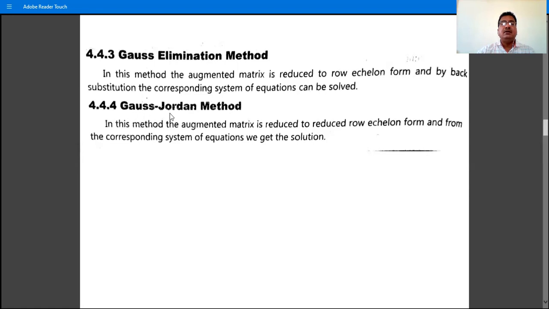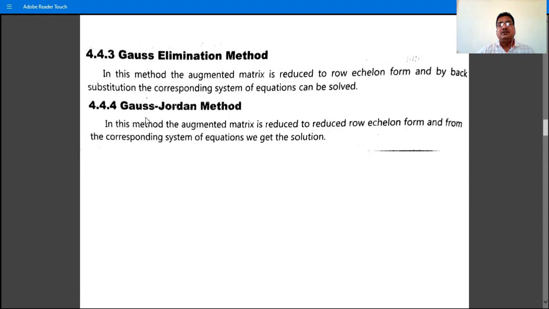And in the Gauss-Jordan elimination method, or just say Gauss-Jordan method, or Gauss-Jordan elimination method. This is the Gauss elimination method, and this is the Gauss-Jordan elimination method. In this method, the augmented matrix is reduced to reduced row echelon form.